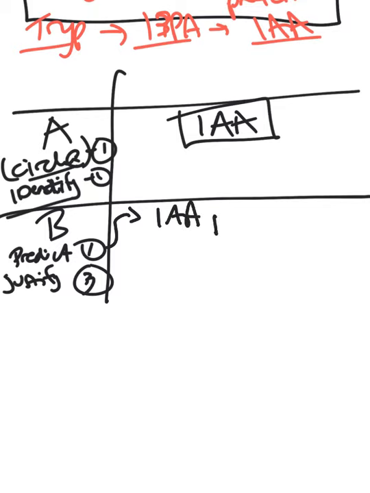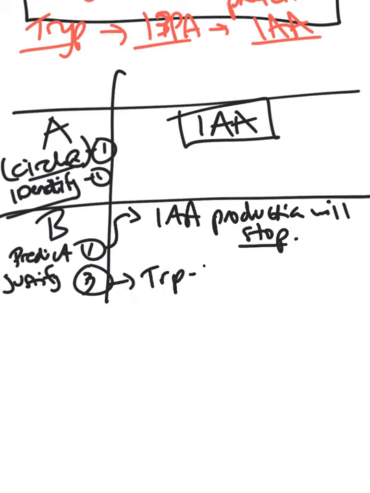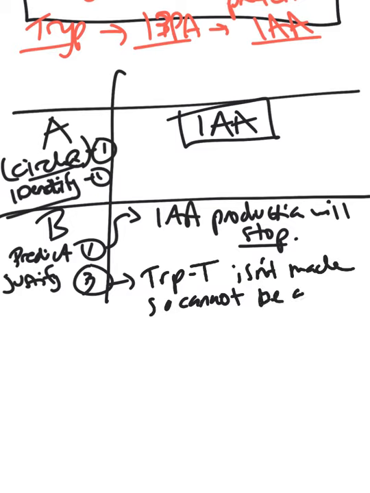So for my predict, for IAA, you could say production won't happen. You could say it would decrease. And the reason for that, I'm going to say, is that my tryptophan isn't made, so it cannot be an enzyme to make IAA, which means we're not going to make our IAA. These are just ideas I'm having. These are just notes right now. You can see that I'm just jotting notes.